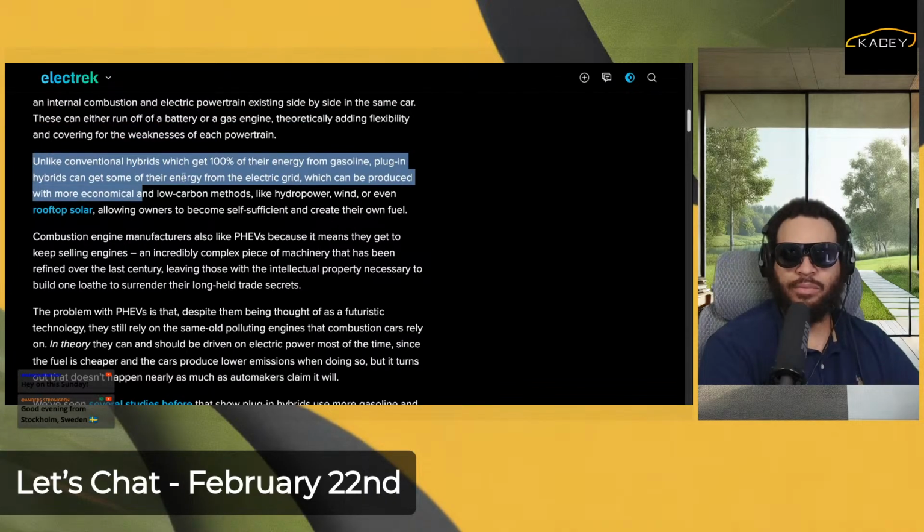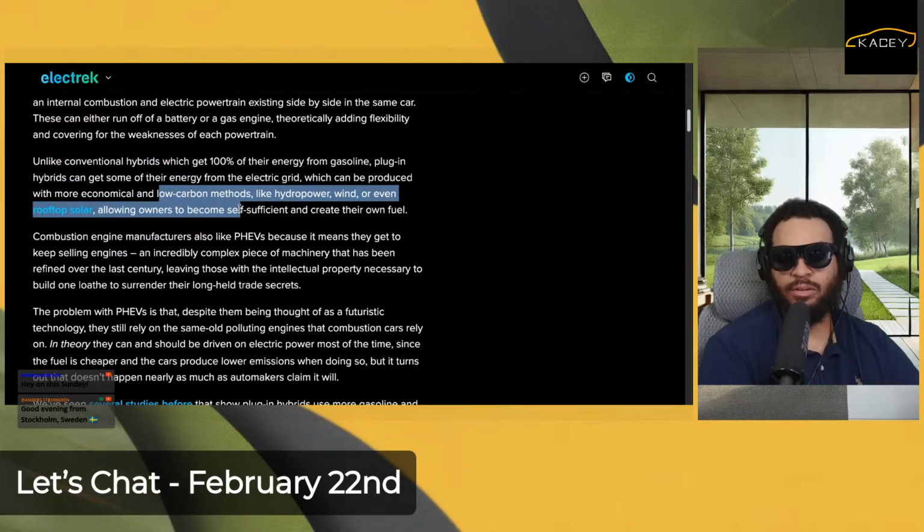Unlike conventional hybrids that get 100% of their energy from gasoline, plug-in hybrids can get some of their energy from the grid, produced with more economical and low-carbon methods, or the exact same methods at a huge efficiency boost over trying to do it locally while on the go, or even rooftop solar, allowing others to become self-sufficient and create their own fuel, which is the part that scares them the most. And it doesn't scare the legacies; they could care less. But it does scare any legacies that are getting a little bit of a boost from the combustion industry.